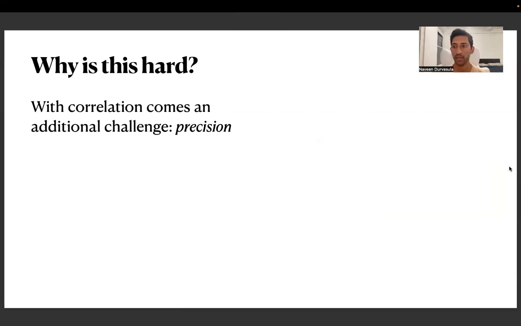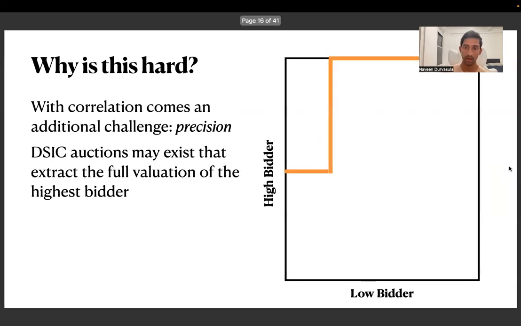In addition to correlation, when this is coupled with the precision of an adversary, it becomes clear that things become impossibly difficult. So to illustrate an example of that, consider an auction where there are two bidders and one bidder always bids much higher than the other. An adversary can correlate the joint distribution of the valuations such that the high bidder's bid is exactly a function of the low bidder's bid. For example, suppose it's this threshold function shown in orange here.